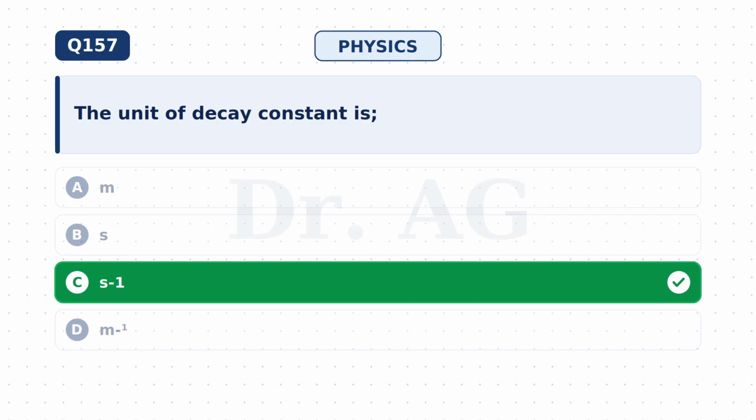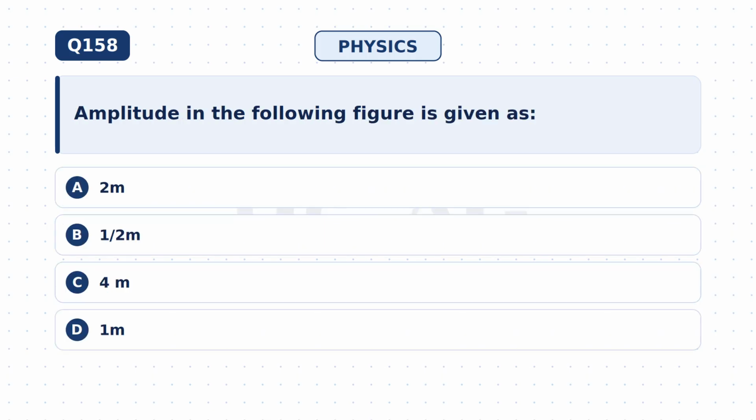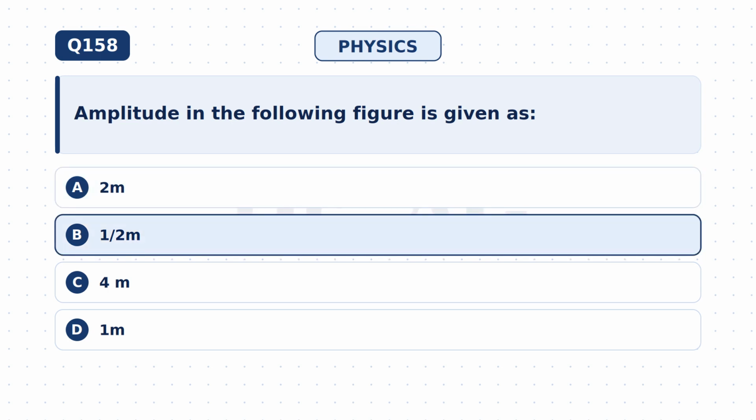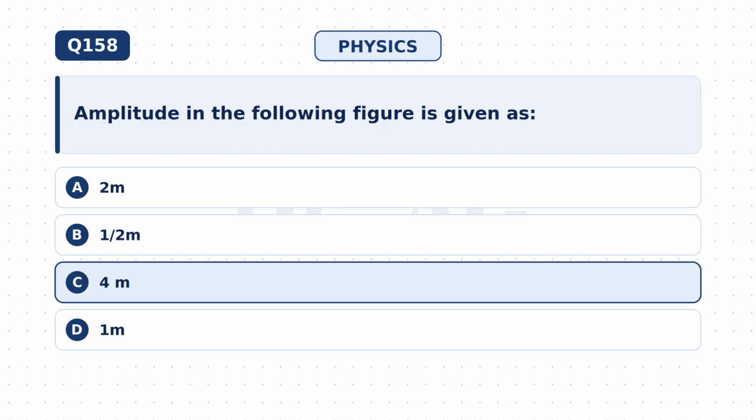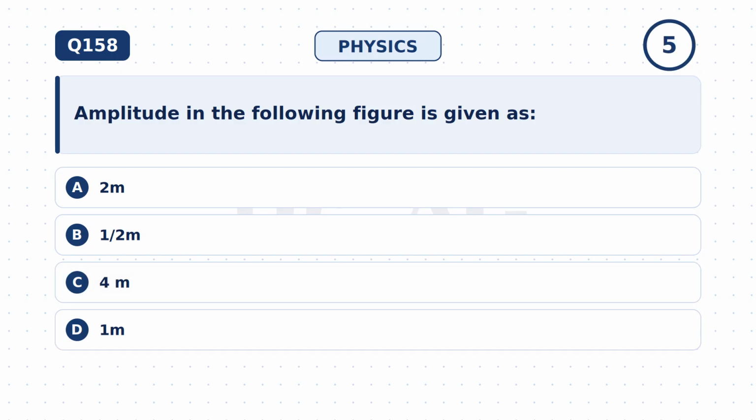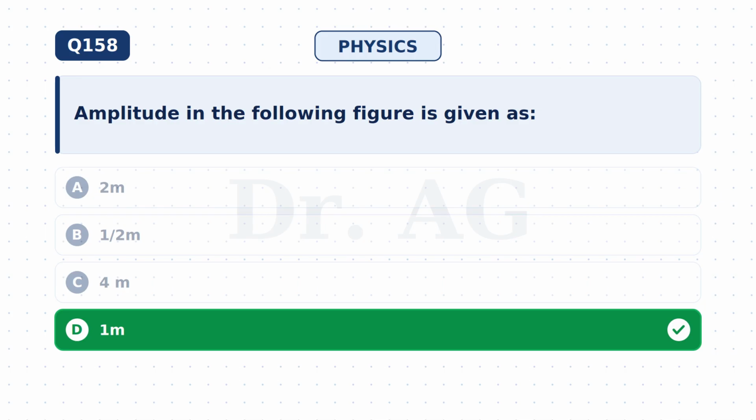The correct answer is C, s1. Question 158. Amplitude in the following figure is given as Option A, 2m. Option B, 1 over 2m. Option C, 4 meters. Option D, 1 meter. The correct answer is D, 1 meter.